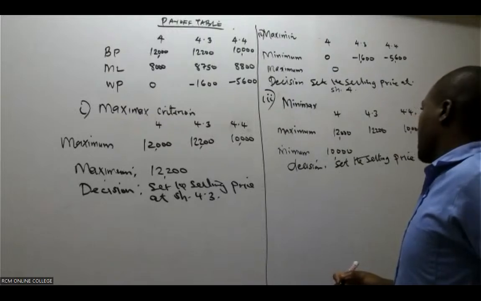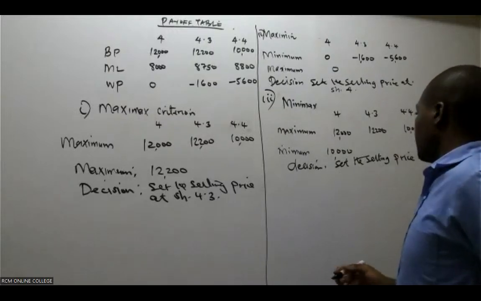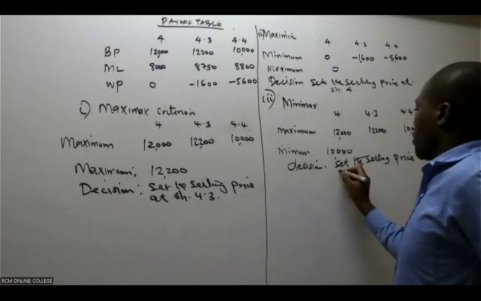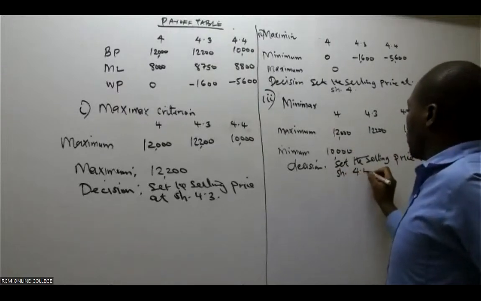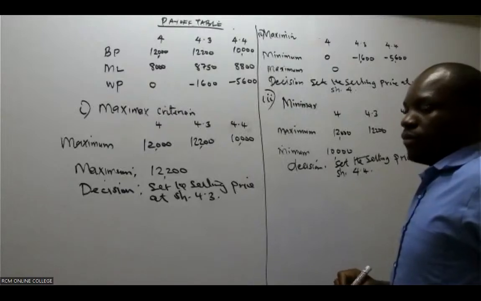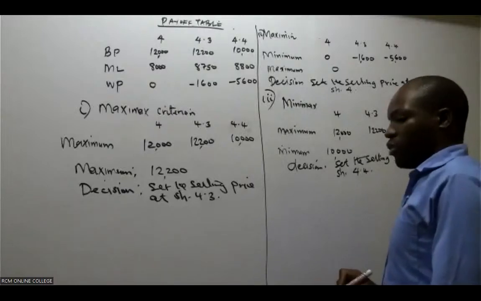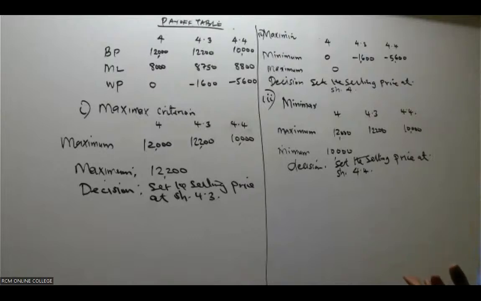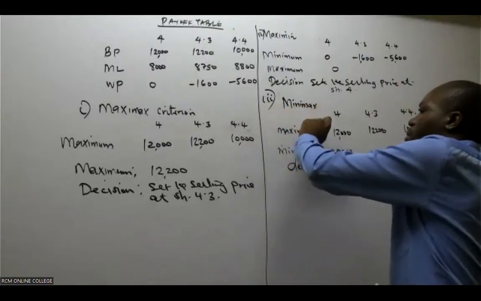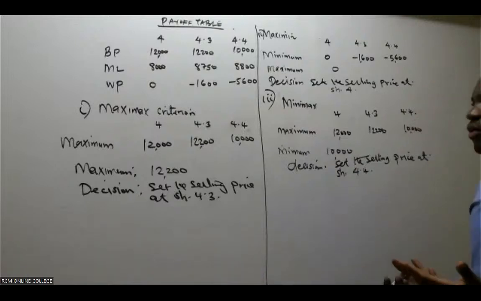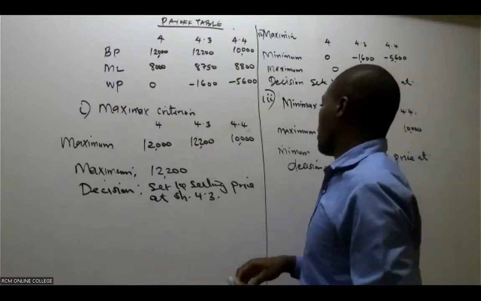Set the selling price at 4.4. That is what we have. So that's what we are required to do when you're dealing with minimums. So we need to move to the fourth one.